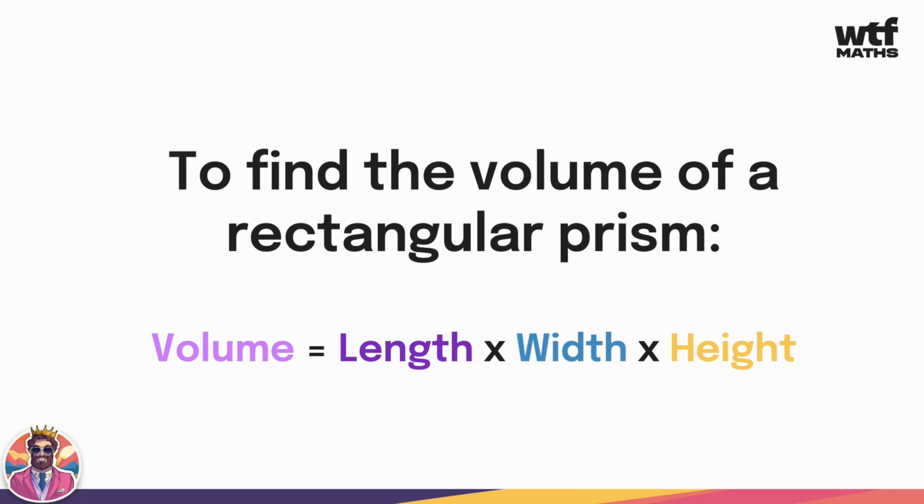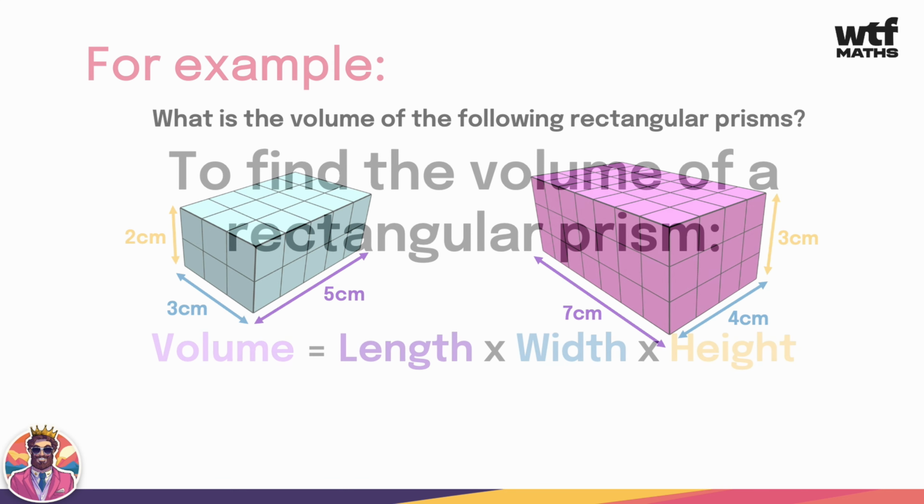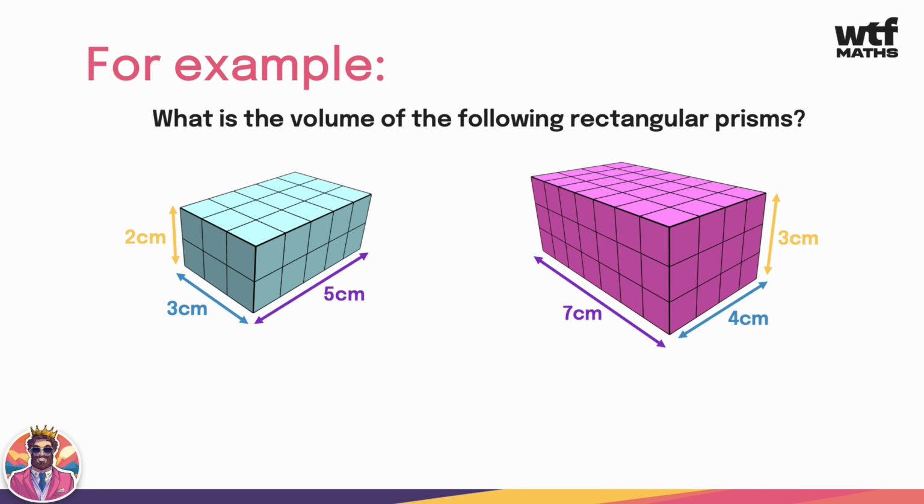Now the most common type of formula you'll see for volume is for a rectangular prism, and that is volume is length times width times height. For example, if you look on the left, we can see that the shape has a length of 5 centimeters, a width of 3 centimeters, and a height of 2. It's the same question we had before. So if we want to find the volume, we can simply go 5 times 3 times 2, which is 30 centimeters cubed. So you can fit 30 1 centimeter cubes in that shape.